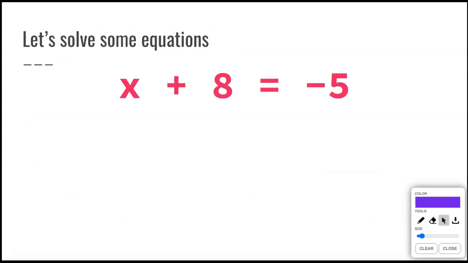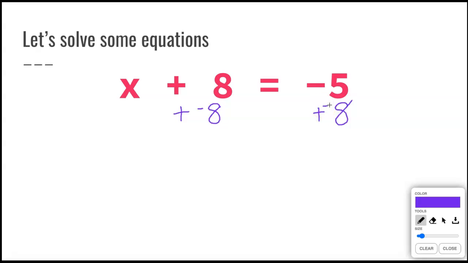Let's solve some equations. So the first one, x plus 8 equals -5. This will be a nice little preview of Unit 6. So we're going to try to figure out what x is. And to do that, we have to think, how can I undo this plus 8? Adding and subtracting are opposites, so one thing I could do is subtract 8 from both sides. Notice though that subtracting 8 is the same as adding -8. So instead you may want to say I'm adding -8 to both sides.